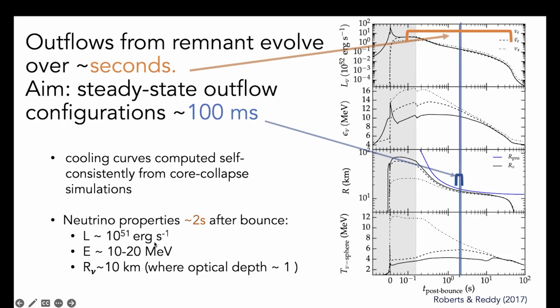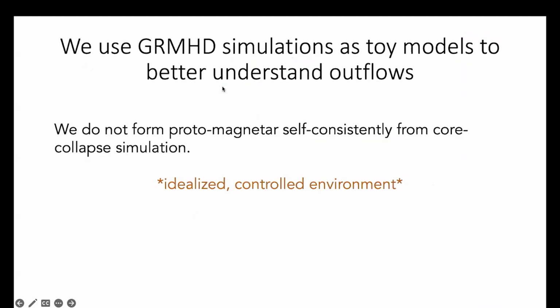And here's just some typical neutrino properties at a given moment of time, maybe 10 to the 51 ergs per second isotropic equivalent neutrino luminosities, 10 to 20 MeV neutrino energies, and the neutrino sphere of the neutron star might be at around 10 kilometers. And so the point is that we use general-relativistic magnetohydrodynamic simulations as toy models, complicated toy models, yes, but I think we argue that they are necessary to some extent to better understand these outflows.